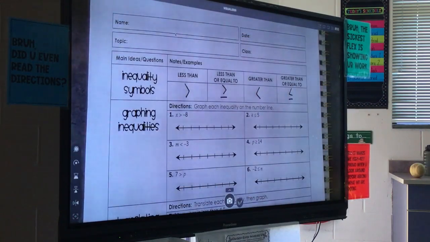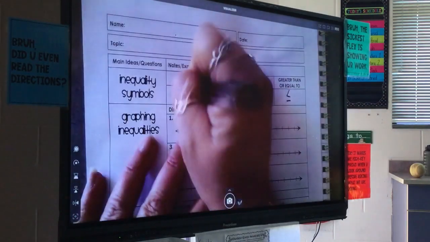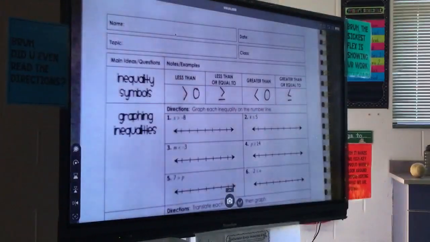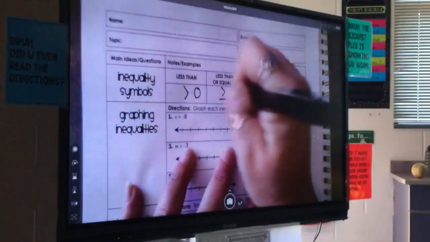Open circle. Okay, so then obviously the closed circle is going to go with the equal to ones.